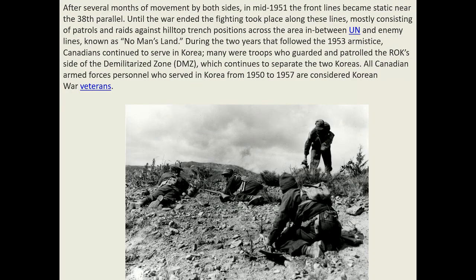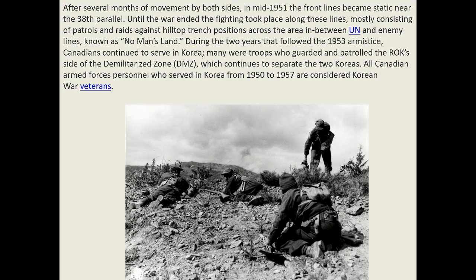After several months of movement by both sides in mid-1951, the front lines became static near the 38th parallel. Until the war ended, the fighting took place along these lines, mostly consisting of patrols and raids against hilltop trench positions across the area in between UN and enemy lines, known as no man's land.